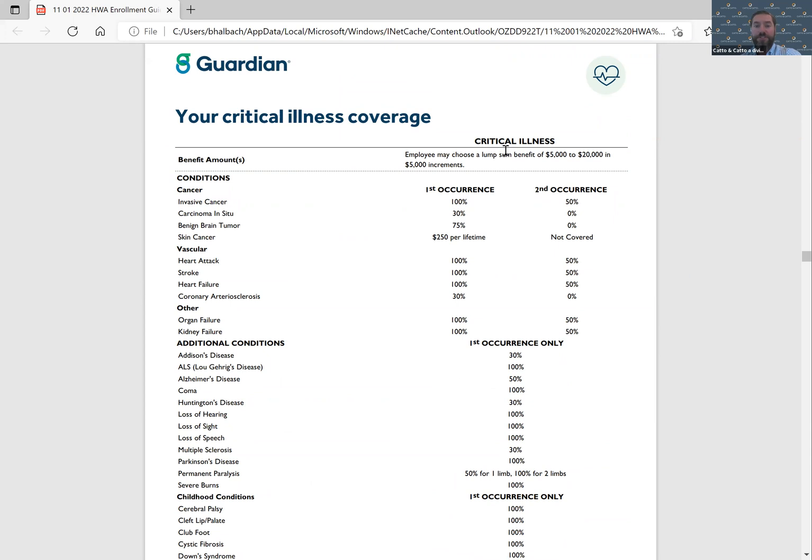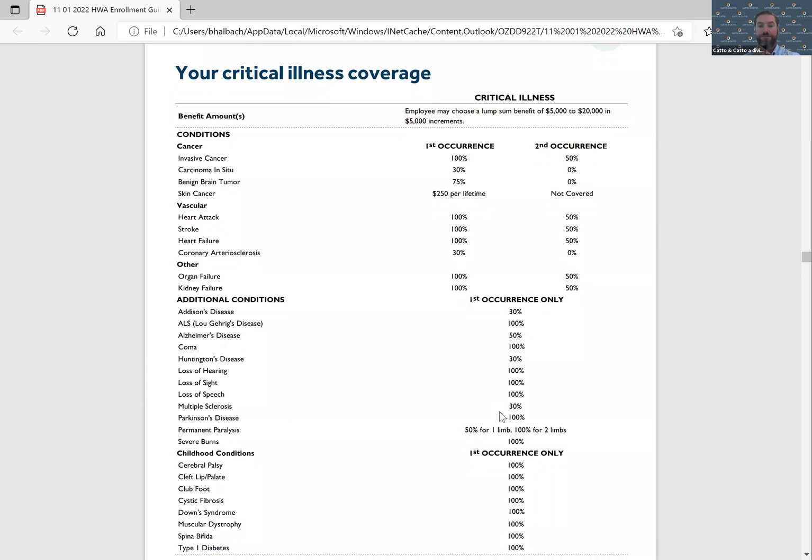So I'm going to reference these, but I'm not going to go into detail. If you have a specific situation, please reach out, because we want to make sure this is detailed as it relates to your personal situation. So this is critical illness. You'll be able to move a button on Employee Navigator and see whether it's worth it. You can choose different lump sums between $5,000 and $20,000, and the things on the left-hand side are the areas that it would cover.